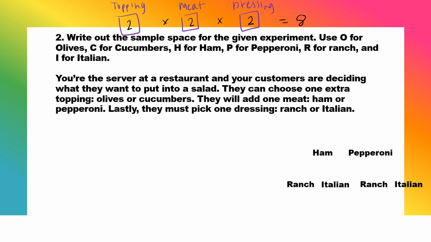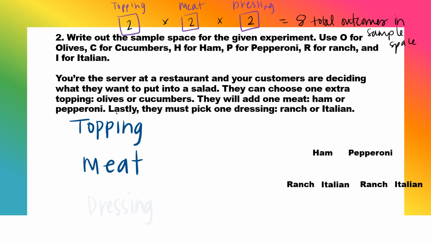So 2 times 2 times 2 is 8. So I'm expecting to see 8 total outcomes in the sample space. All right, so I have a topping, a meat, and a dressing. For my topping, I can either choose olives or cucumbers.